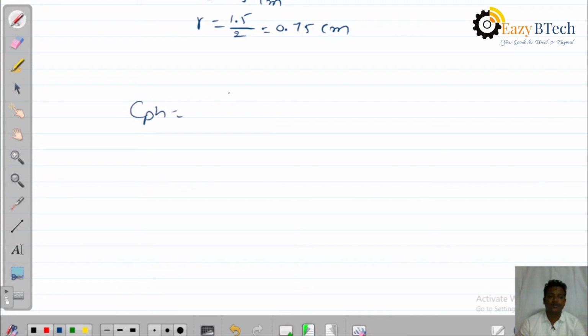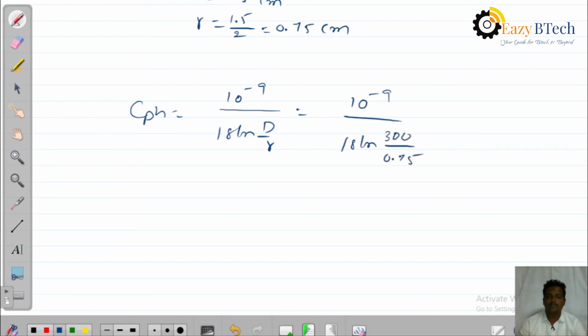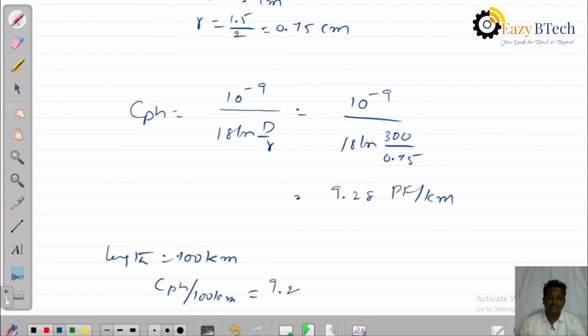What is the formula for capacitance per phase? C phase equals 10 power minus 9 divided by 18 ln D by r. Substituting the values of D and r, 18 ln 300 divided by 0.75, how much do we get? It is 9.28 picofarad per meter. But the given length equals 100 kilometers, therefore we calculate the capacitance per phase for 100 kilometers. Multiply 0.928 into 10 power minus 12 into 100. We get 0.928 microfarad.